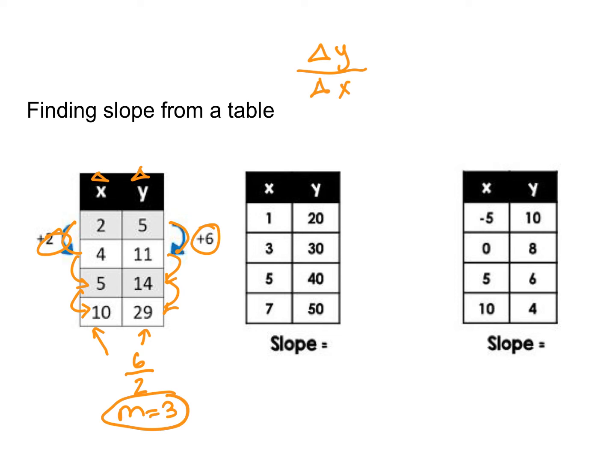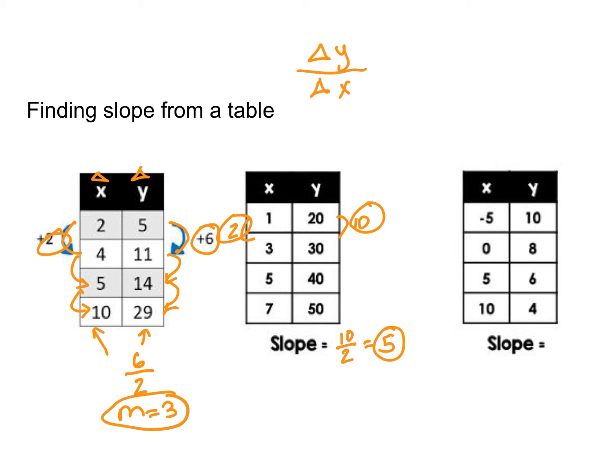Let's do the next one. When I look at this one, I see that it changed by 10, and this side changed by 2. I'm going to take 10 divided by 2, and that simplifies to be 5.